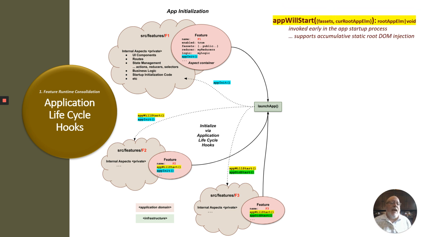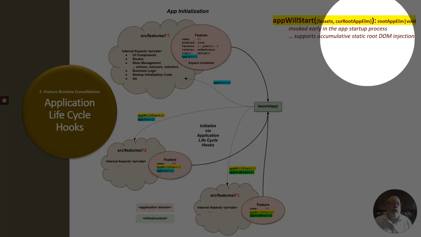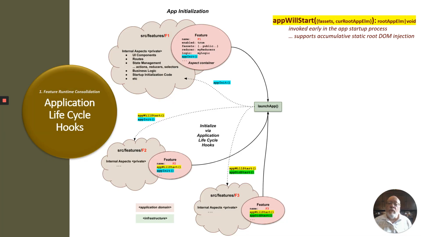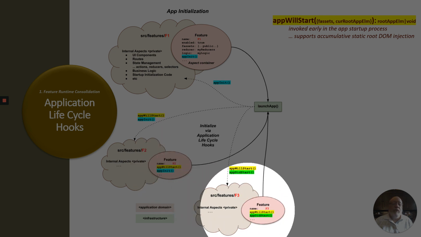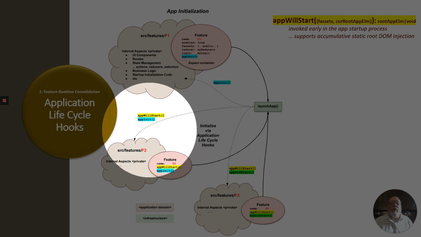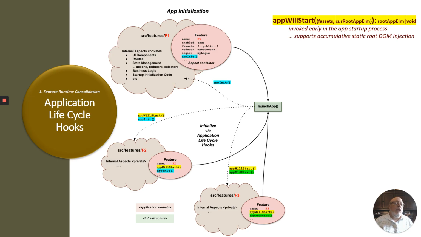The first item is app will start, and it's color-coded in yellow. Now this one is invoked very early in the startup process, and you can really do any kind of initialization that you deem fit. But the key takeaway from this one is it allows you to inject DOM into the static root of your project by simply returning a new root app element from the return value. So you can see here that the F2 feature has a yellow app will start registered as well as the F3 feature. So very early on in the process, launchApp is going to call out to the F2 and the F3 to do whatever initialization they deem fit.